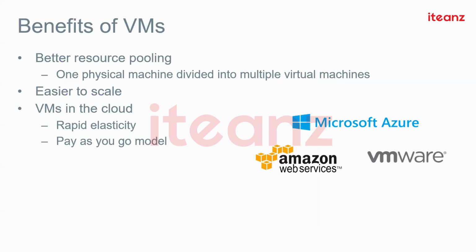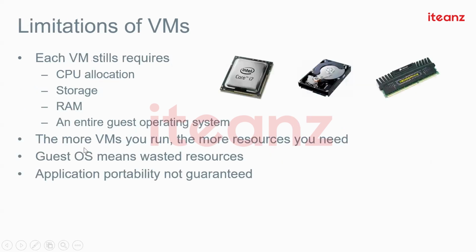But in Docker, this is different. Docker uses a different approach. So one or more virtual machines is equal to this. What are the limitations? The important ones: CPU allocation. Every time you create a VM, it will allocate an area of CPU, memory and RAM, and they will have an entire guest operating system, which is storage inefficient and cost inefficient. The more VMs you run, the more resources you need.